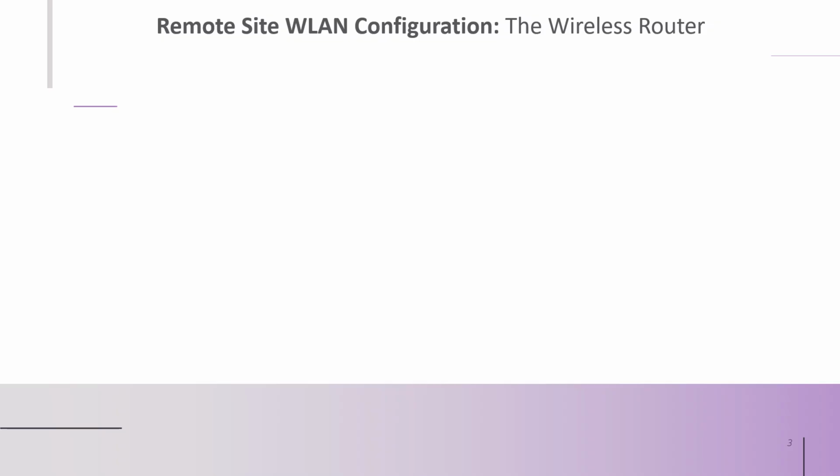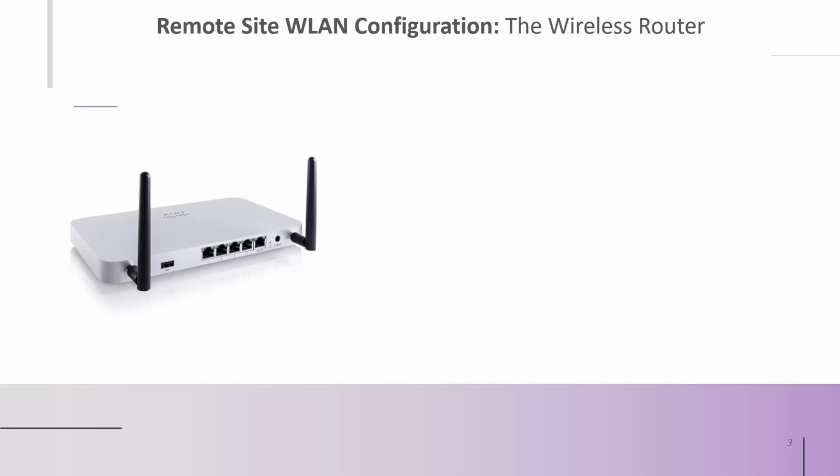Remote workers, small branch offices, and home networks often use a small office and home router. These routers are sometimes called integrated routers because they typically include a switch for wired clients, a port for an internet connection, and wireless components for wireless client access. As shown here in this figure, this is a Cisco Meraki MX64W device.